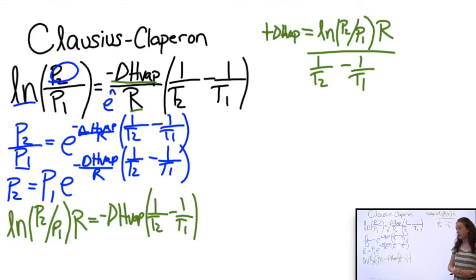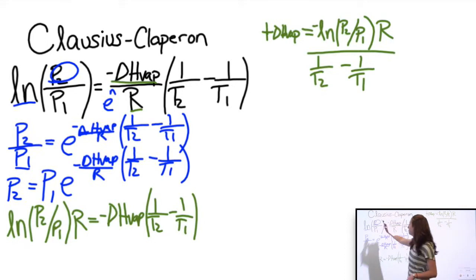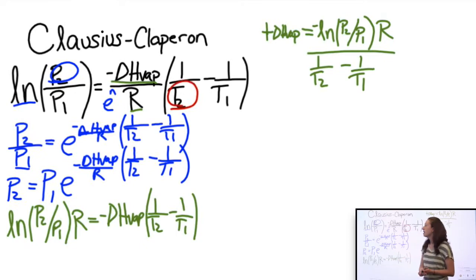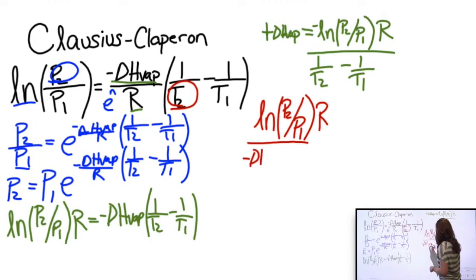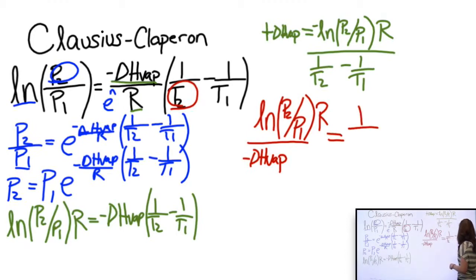So the third situation you might encounter is if you're given both your pressures, your delta H of vaporization, and then just your T1 and you're asked to find your T2. So this is the trickiest situation you might encounter. The first thing you're going to want to do is isolate the term in parentheses by multiplying by R and dividing by delta H of vaporization. So you'll get ln of P2 over P1 times R over negative delta H vaporization equals 1 over T2 minus 1 over T1.